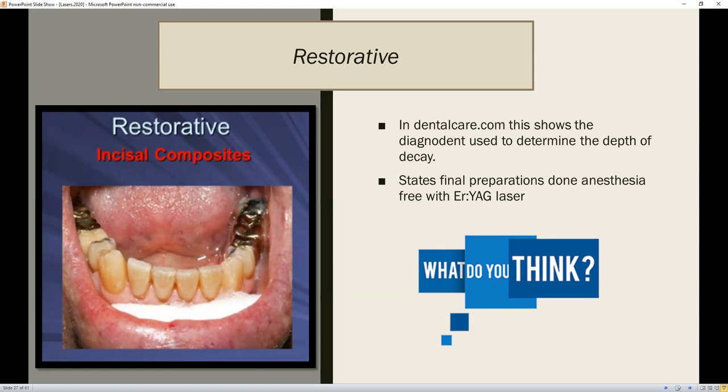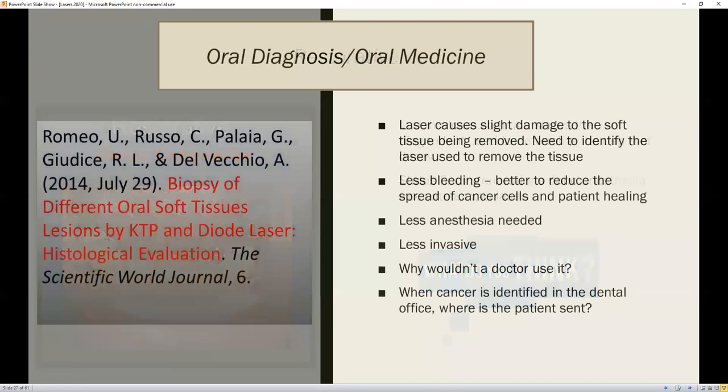So the true question is, how long will the composite last? And if the prep is not done deep enough, will the composite even stay on? So there's still a lot of ongoing studies being done on the usefulness and longevity of lasers to cut tooth structure.